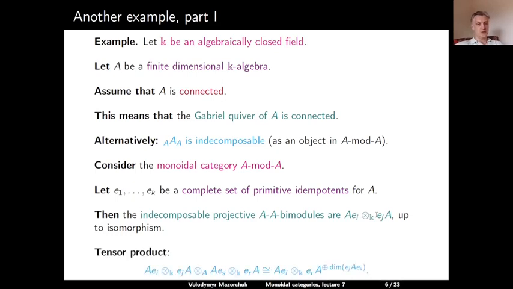For these bimodules, we have the following tensor product formula. When we tensor A e_i tensor e_j A, so when we tensor this bimodule over A with the bimodule A e_s tensor e_r A, then the outcome is isomorphic to the bimodule A e_i tensor e_r A, with the multiplicity given by the dimension of the vector space e_j A e_s. This is a tensor product formula which is very easy to obtain.